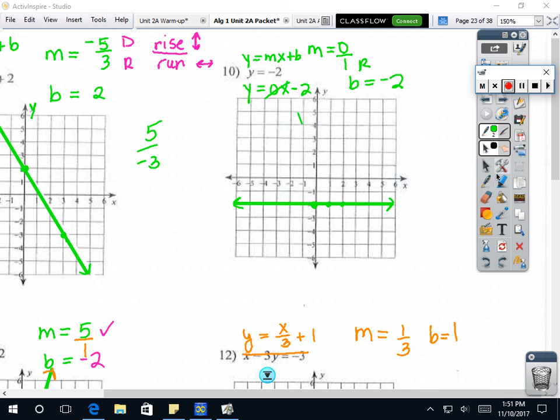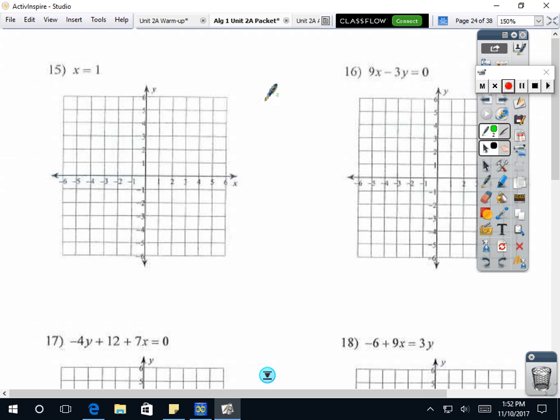All right, look at problem number 10. See how it was just y equals negative 2, and it became a line that cut through the y-axis at negative 2? Okay, let me say that again. Y equals negative 2 is a line that cuts across the y-axis at negative 2. So what does that tell you about number 15?